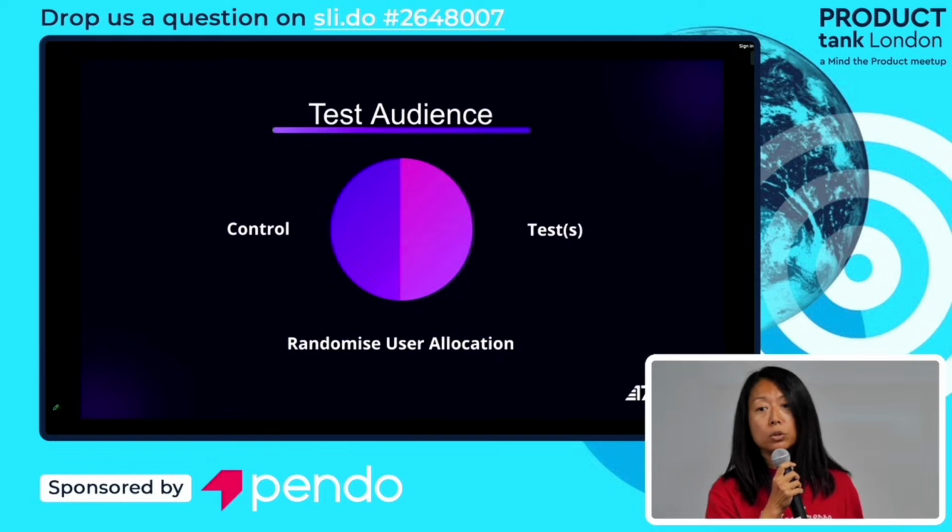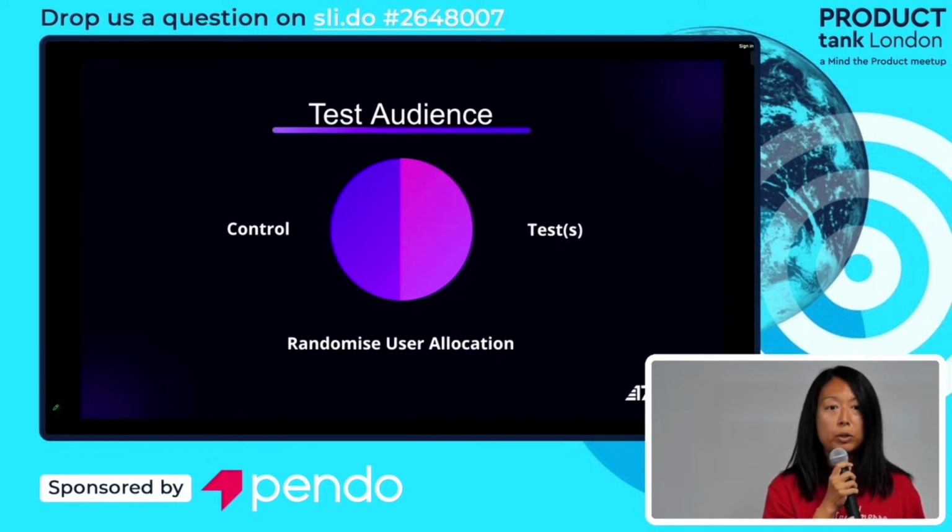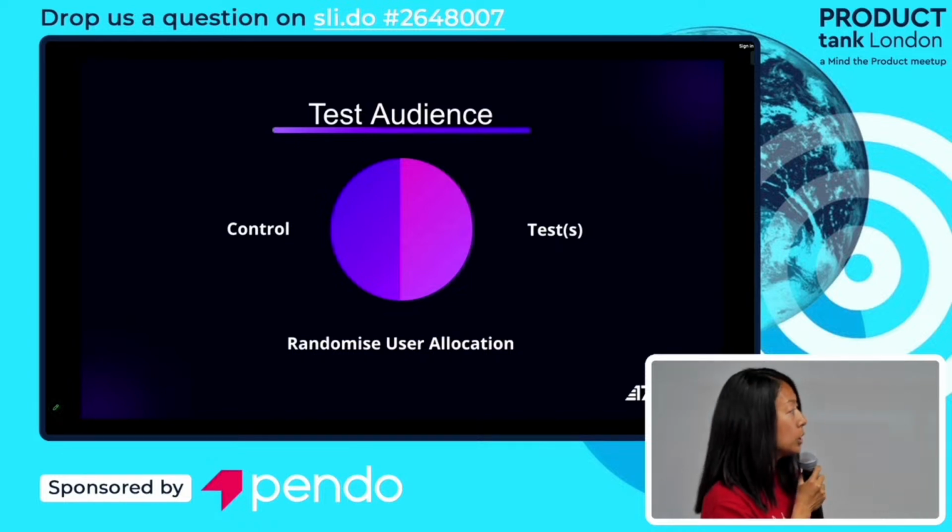You might also have multiple variants. So maybe you have the control copy, and 3 others. So you can do quarters, so 25% each.